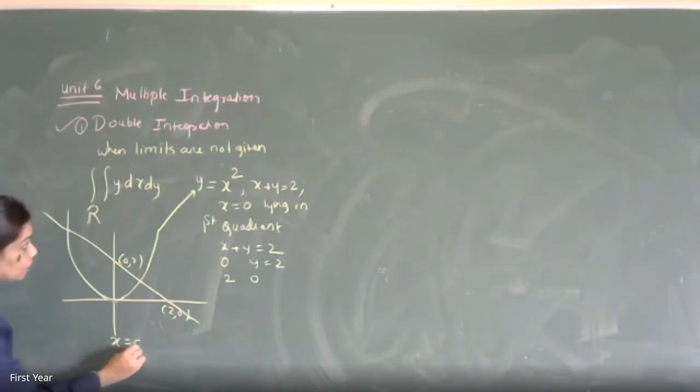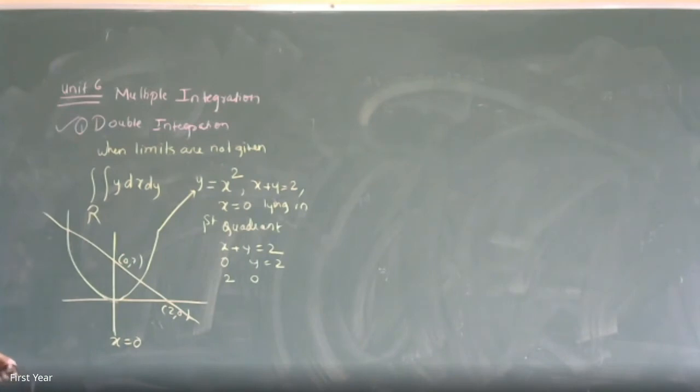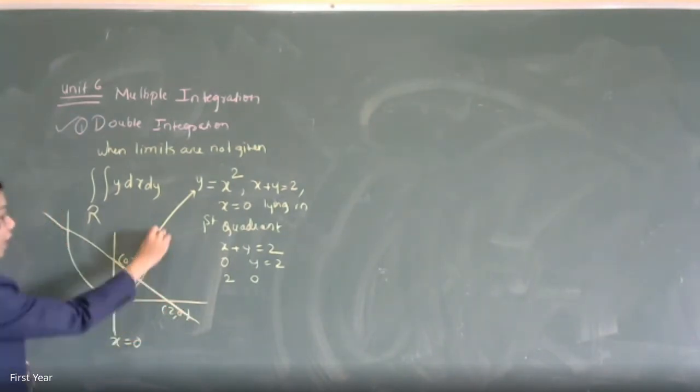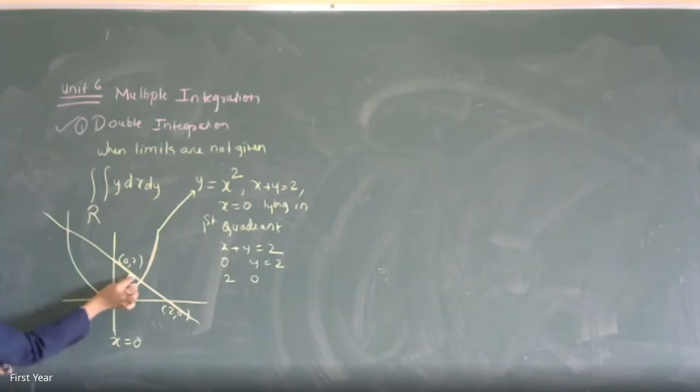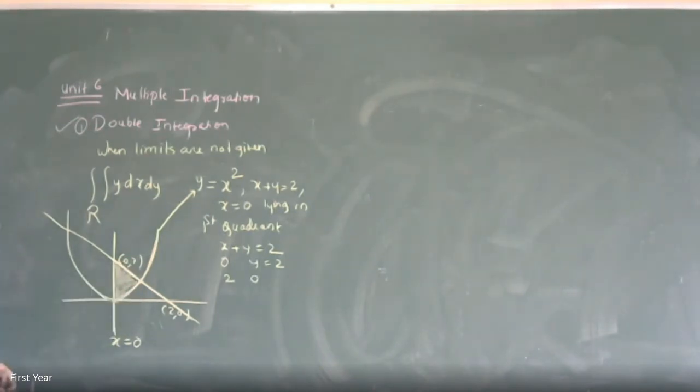Then x is equal to 0. So which is the line x is equal to 0? This is the line x is equal to 0. Right? And the first quadrant. So क्या है? This line is bounding. Then this line is there, and this curve is there. So what is the common section? Can you see? That this is the common section. Yes, ma'am. Okay.